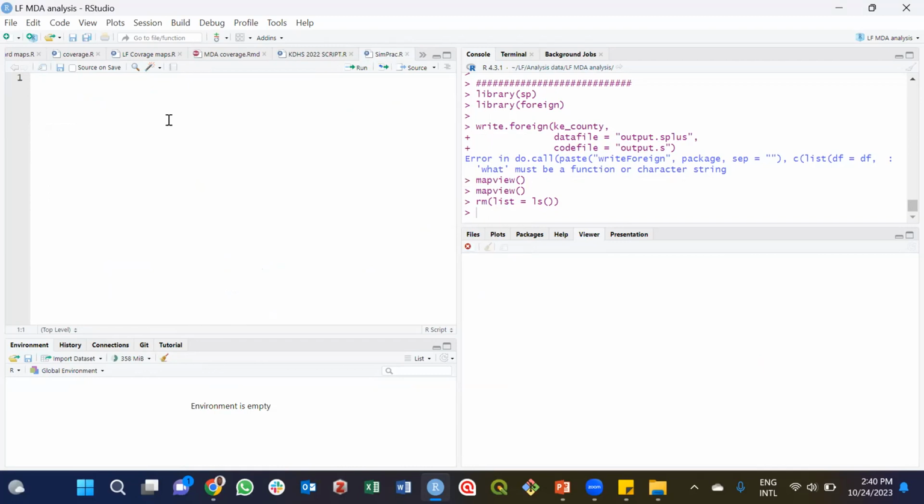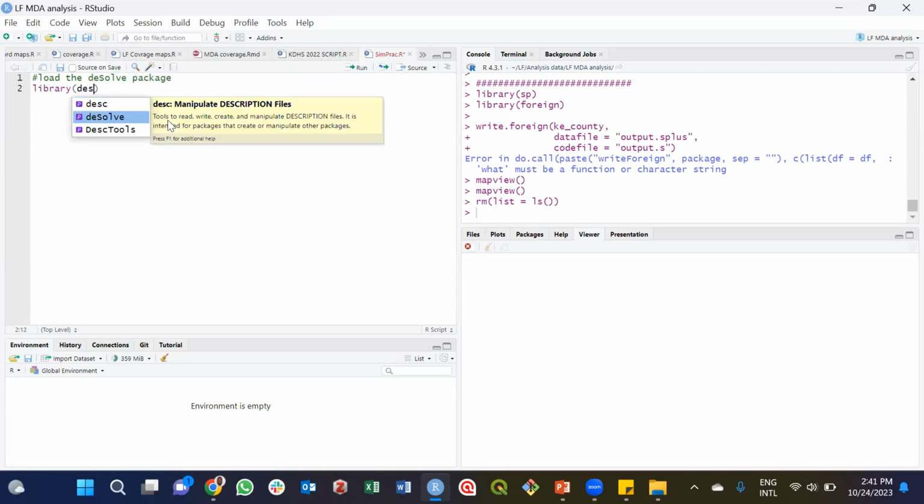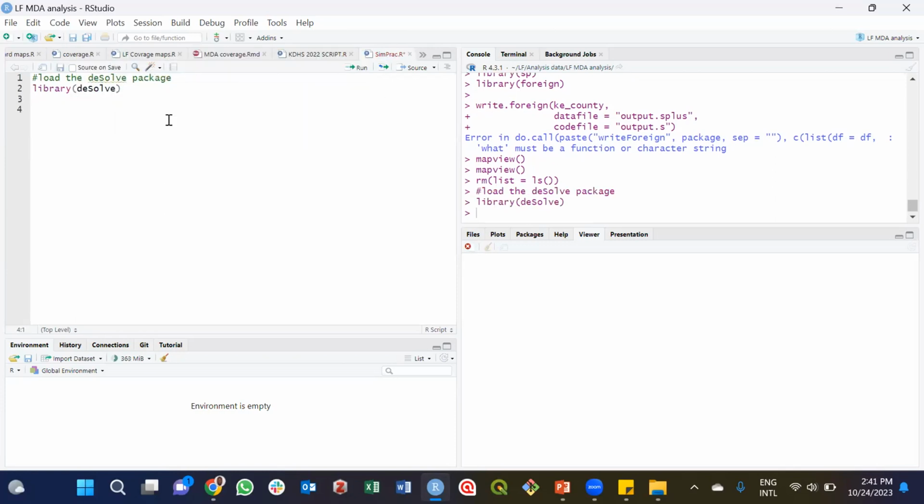Okay, so the most important package that I use for these, we'll have to load the package. So we say load the deSolve package. That is what I use. Loading a package in R is basically library(deSolve). And then the next thing you're going to do, let's define.